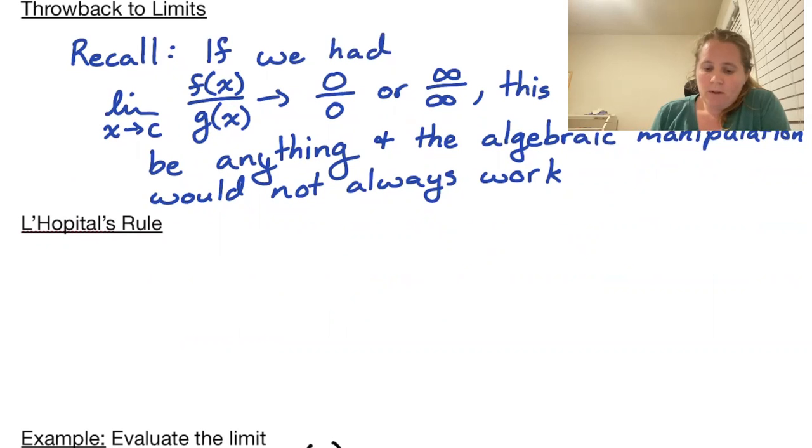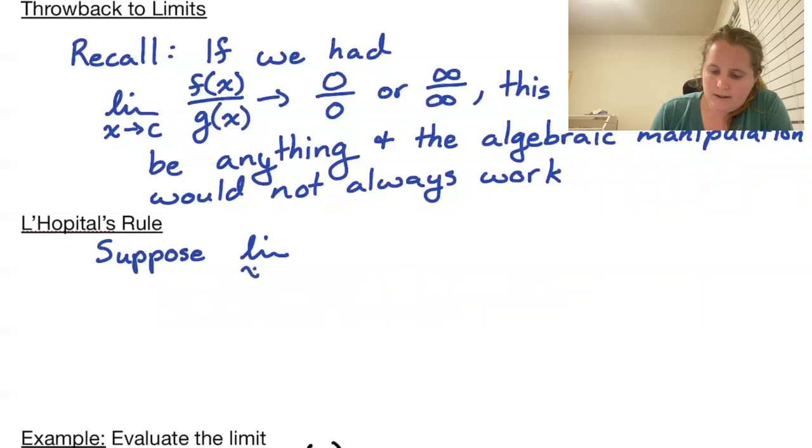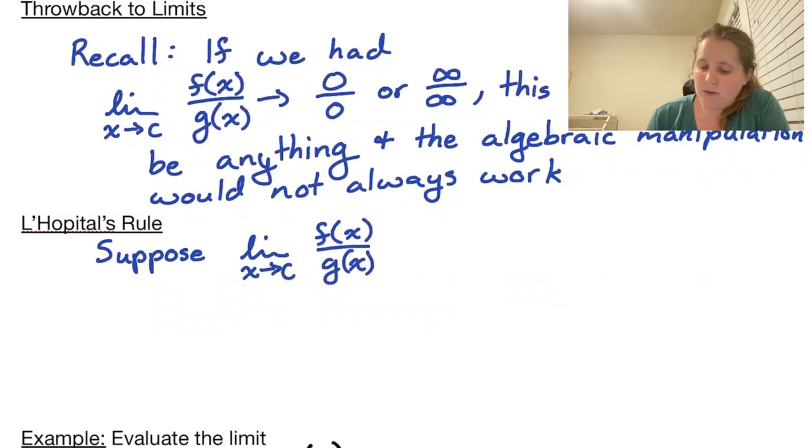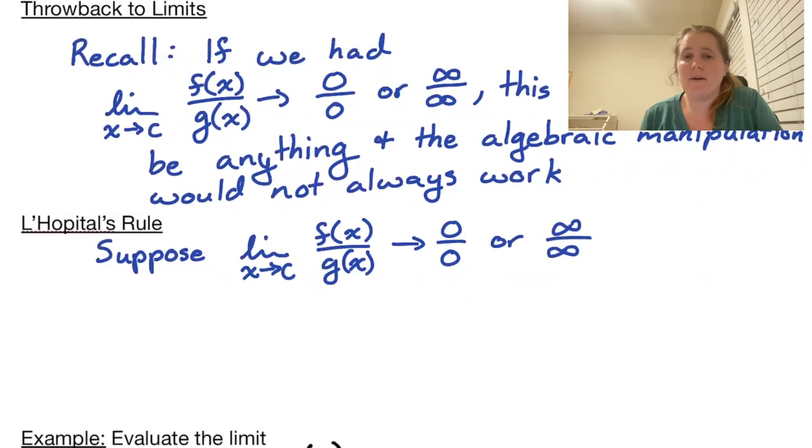So with L'Hopital's rule, essentially what we have is, suppose that we have a limit as x approaches c of f of x over g of x that is an indeterminate form. So it goes to either 0/0 or infinity over infinity. It could be plus or minus infinity, it doesn't matter.